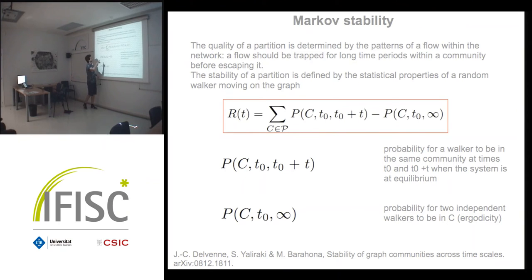And stability tells you that basically the quality of a partition is given by the probability that, if you think about a random walker moving around, you assume your random walker is at stationarity, at equilibrium, and then you say, okay, I take a walker, I look where it is, and I estimate the probability that it will be inside the same cluster after some time. That's the probability that I am in the same cluster initially and after a certain time t. And I compare that probability with what would happen if I let this t go to infinity. Because you assume that the dynamics is ergodic, you will lose the initial conditions, and then basically this is simply the probability that you take two independent walkers.